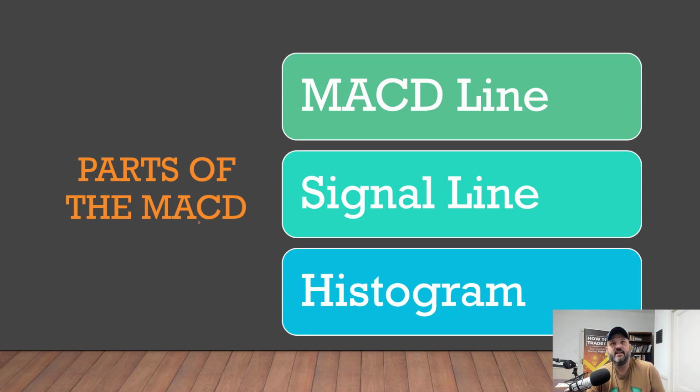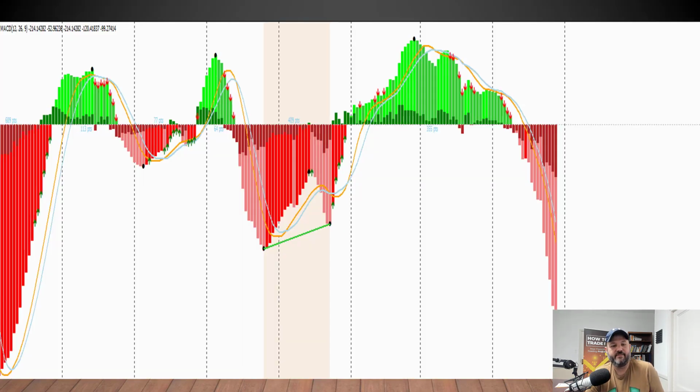So the first thing is we have the MACD line. Okay, the MACD line, and I'm going to go over all of those here. Then we have the signal line, and we also have the histogram. Those are the three parts of the MACD, right? And if you can see here, this is the MACD. I just zoomed up the indicator. You can see what everything is.